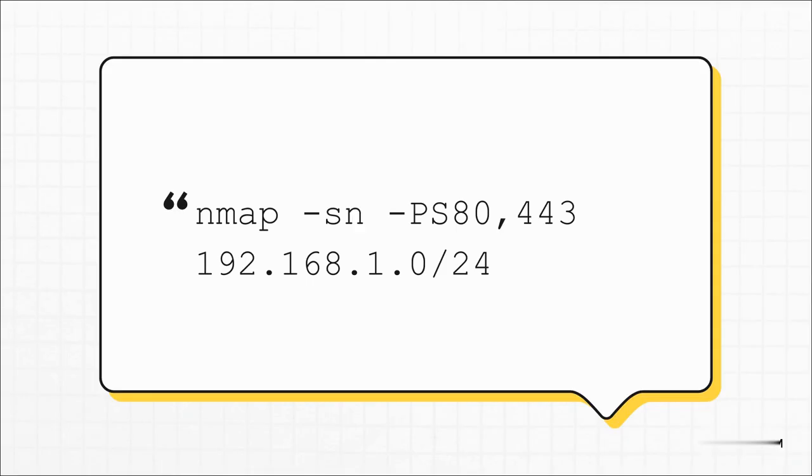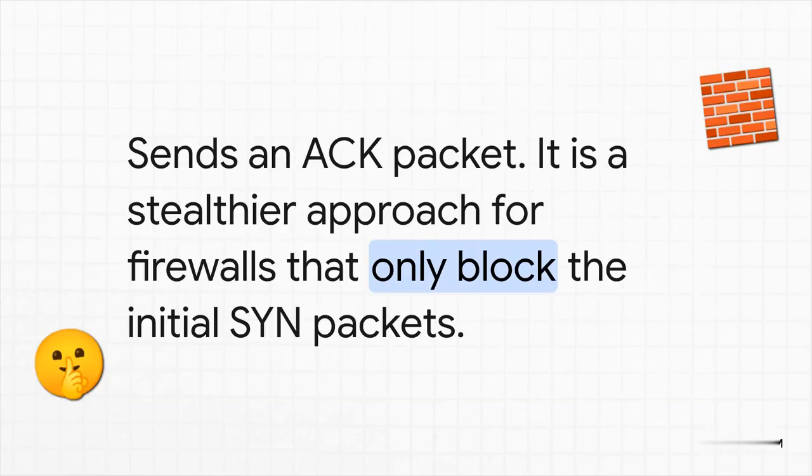Doing this just dramatically increases our odds of getting a response back. But what if you're up against a savvier firewall? One that's actually stateful and on the lookout for those new unsolicited SYN packets. Well, then we pull out an even stealthier tool, the TCP ACK ping. Instead of trying to start a new conversation, this packet pretends to be part of one that's already in progress.